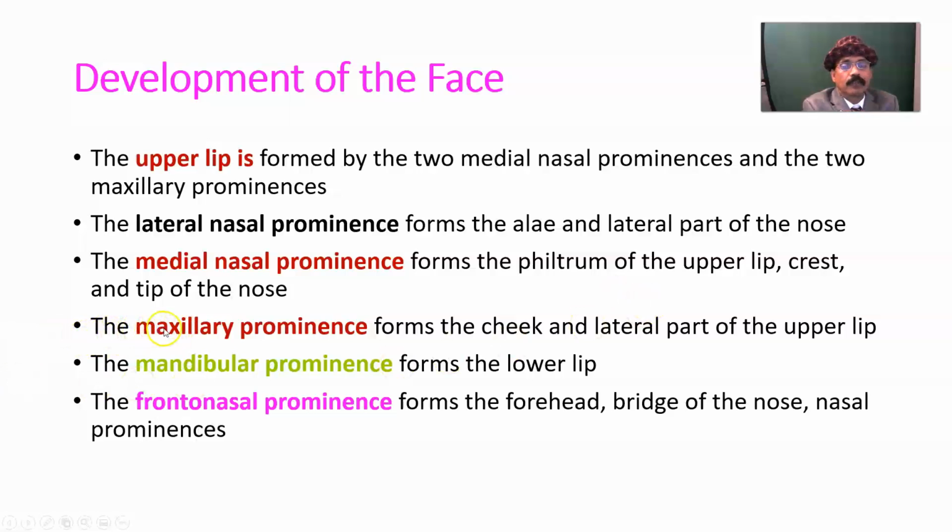Medial nasal prominence. Okay. The maxillary prominence forms the cheek and lateral part of the upper lip. The mandibular prominence forms the lower lip. The frontonasal prominence forms the forehead, bridge of the nose, and the nasal prominences.